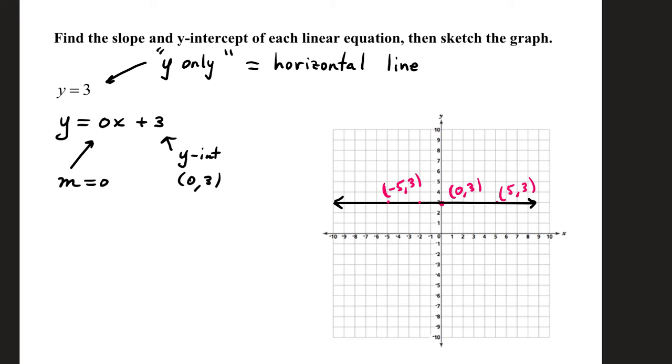If your equation is a y-only equation, where it's just y and another number, you're going to always have a horizontal line. Let's investigate. y equals 3 can be written as y equals 0x plus 3. Our y-intercept is at the point 0, 3. Because our slope is 0, there's no vertical change. It's all horizontal. As long as you pick another point that has a y-coordinate of 3, you can plot it and connect with a line. So just remember, y only, horizontal line.